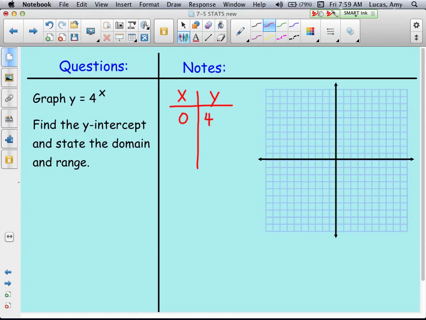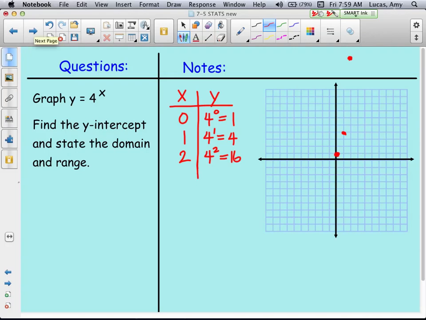So I'm going to start with 0. If y is 4 to the 0 power, remember the 0 exponent property said anything to the 0 power equals 1. So 0, 1, it's about there. If I put in 1, 4 to the first power is 4. So it's about here. If I put in 2, this is going to get pretty steep. 16. It's going to be way up here. That's just an estimate.